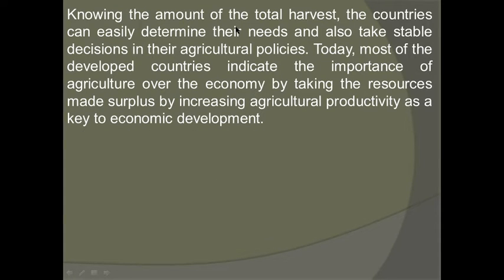Knowing the amount of the total harvest, countries can easily determine their needs and also take stable decisions in their agricultural policies. Today, most of the developed countries indicate the importance of agriculture over the economy by taking the resources made surplus by increasing agricultural productivity as a key to economic development.